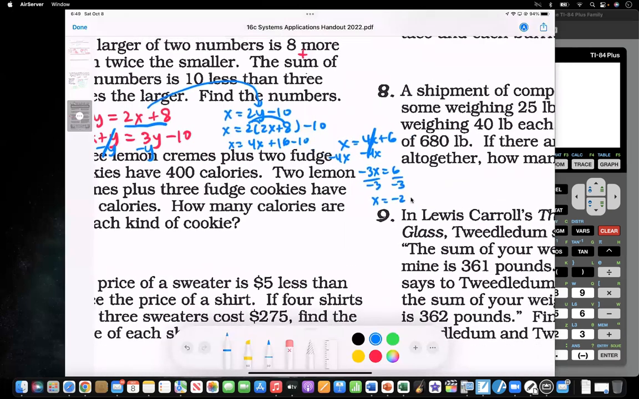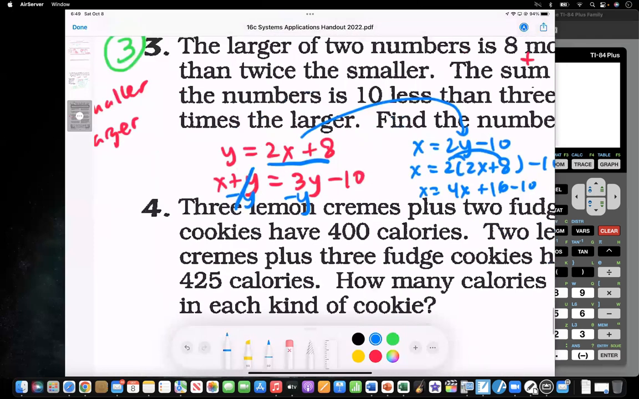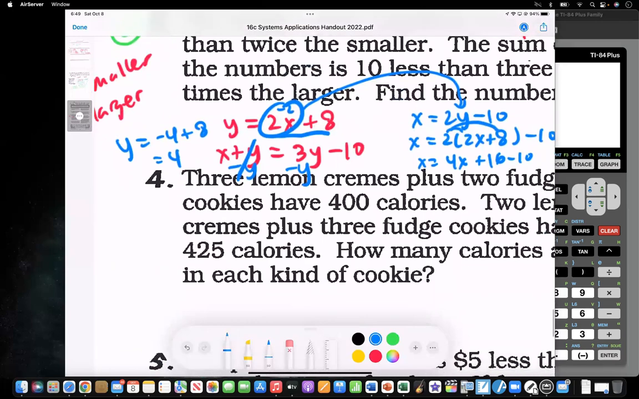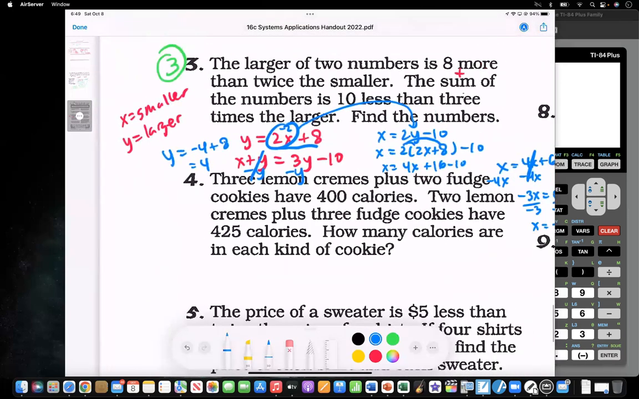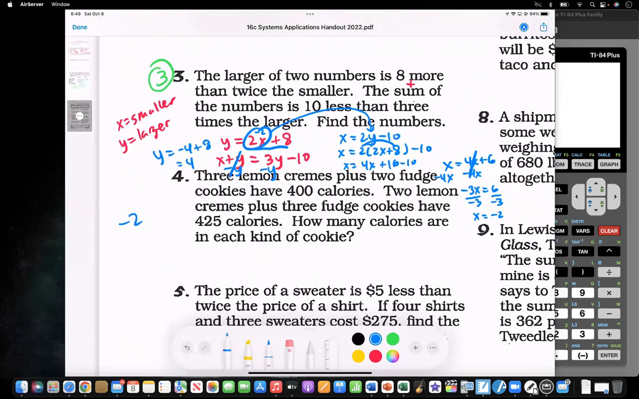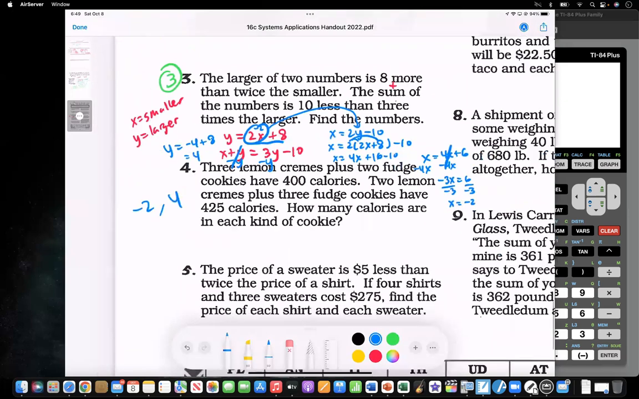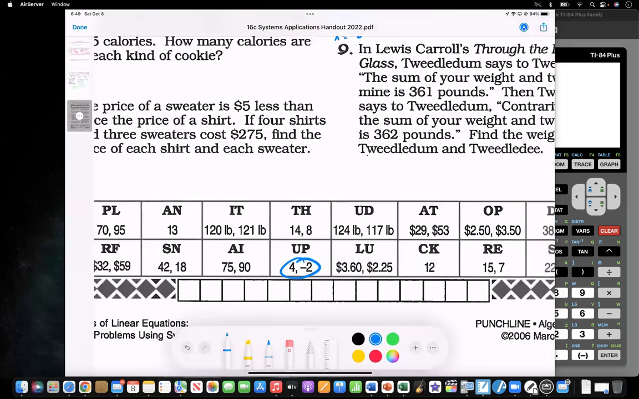Okay, remember, substitution is easier for the second variable because now we have an equation with just y in it, this first one. So if I plug in negative 2 for x here, we get, okay, so 2 times negative 2 is negative 4. So that becomes negative 4 plus the 8 is 4. Okay, so it looks like my x is my smaller number. My smaller number x is negative 2. And my larger, the y, would be 4. So negative 2 and 4. Okay, which I believe is here. So negative 2 and 4.